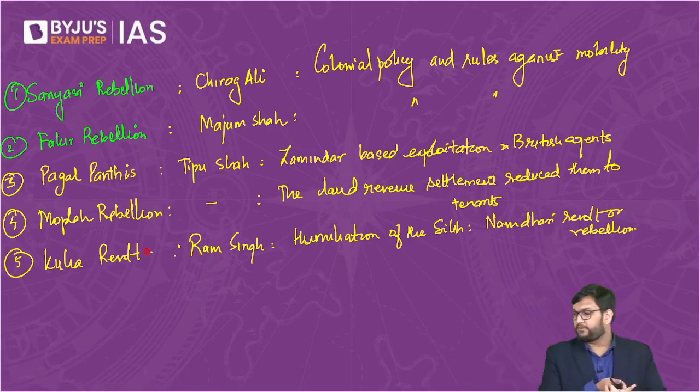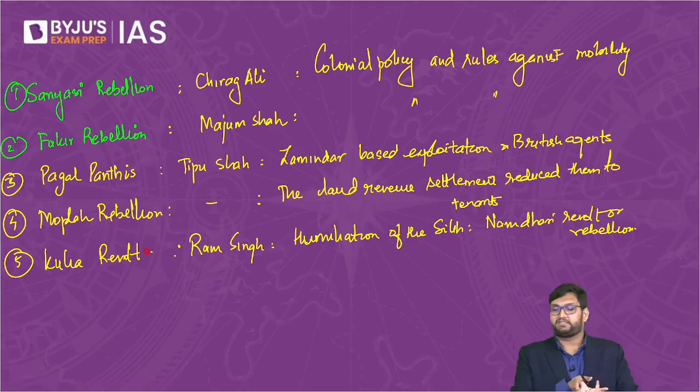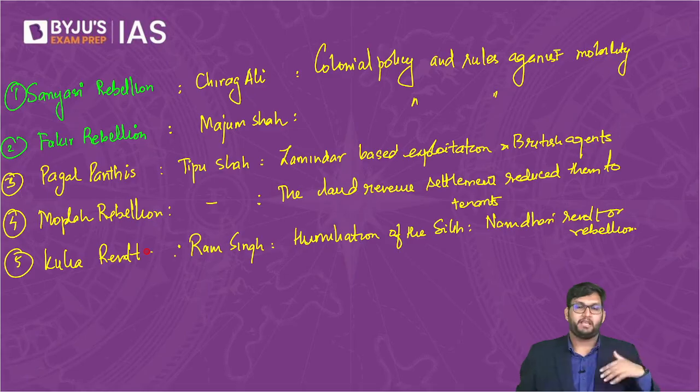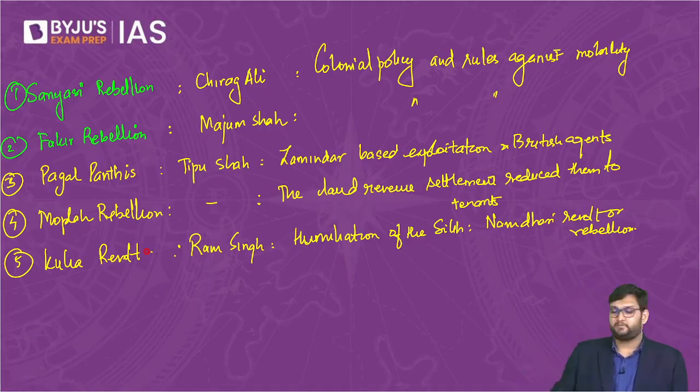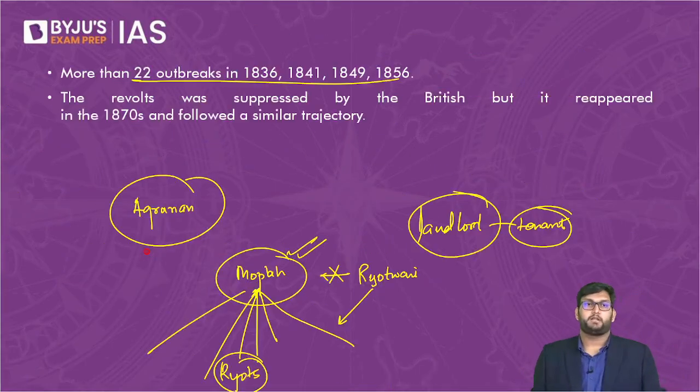What is the difference between peasant, farmer, planter? Peasant and farmer is the same thing, which is people who own their own land. Planter is a person who owns a very big acres of land. He could be a landlord. Landlord, planter is the same thing. And tenant is the one who does not own his own land. So sannyasi, fakir, pagalpanthi, mopla, kuka, revolt, rebellion, whatever you want to call it.